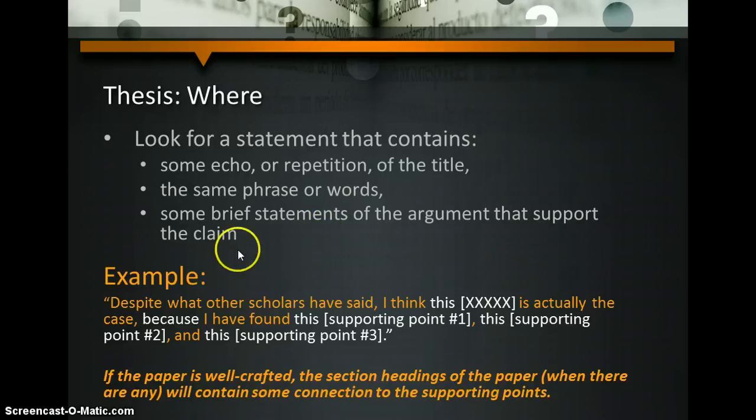So let's look at an example. Despite what other scholars have said, I think this, whatever it may be, is actually the case because I have found this and this and this. So that it summarizes what he believes. I believe this because I have evidence of this.